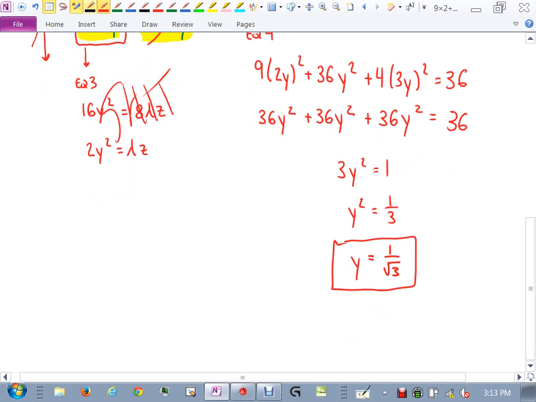So if y is 1 over root 3, what is x? 2 over root 3. What is z?